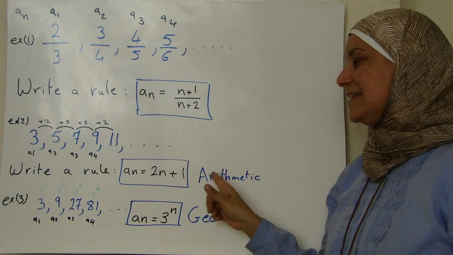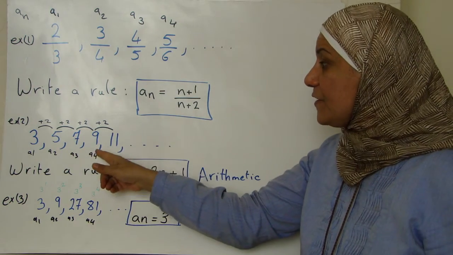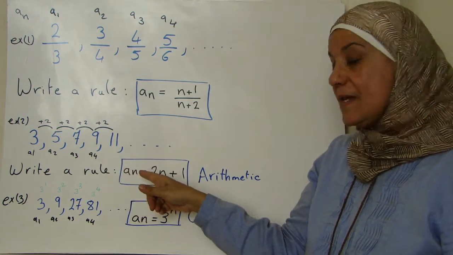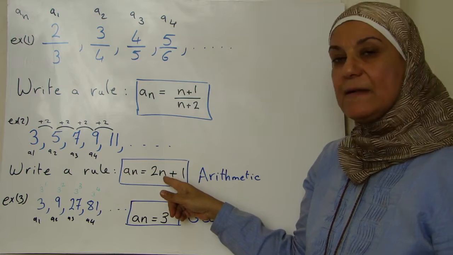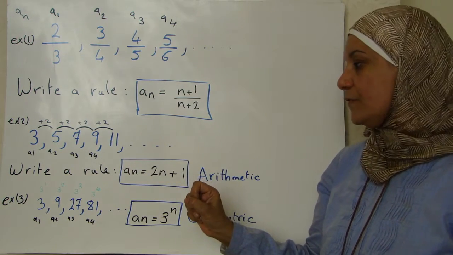And this is called an arithmetic sequence. Let's try it for the fourth term. Let's plug in 4. 2 times 4, 8, plus 1, 9. Yes, I am right. This is the right rule.